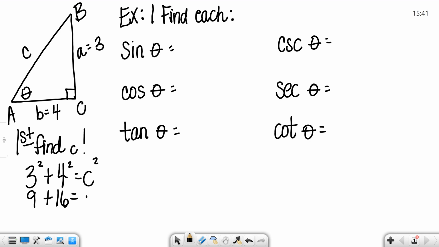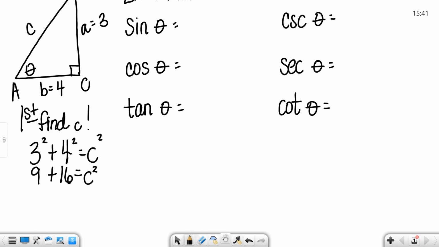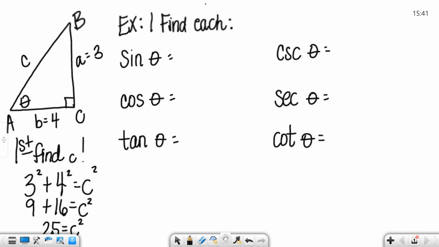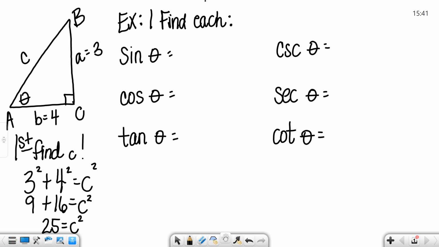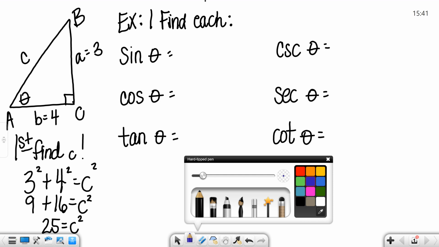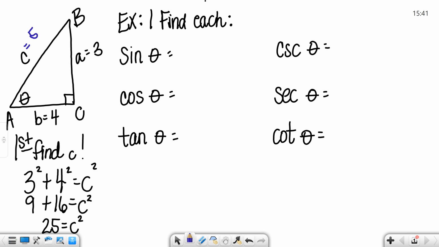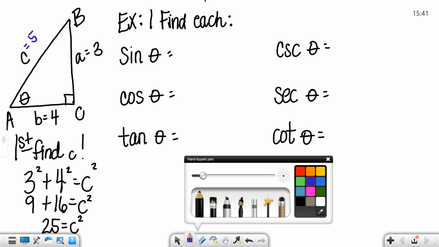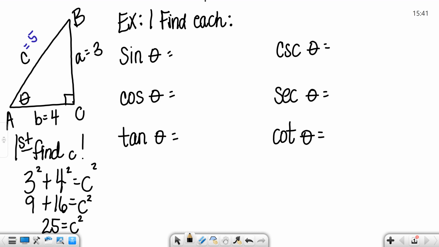Now, I don't know what you're used to as far as math is concerned, but I am a stickler for you showing your work. Yes, even in an online class. So please make sure that you show your work when you're doing things for me. I am going to ask to see it. All right, so I got C was 5. Awesome. So I'm going to write it a different color because I didn't originally know it. All right, so I found that C is 5. All right, so I'm going to use that to help me answer all of my trig functions.